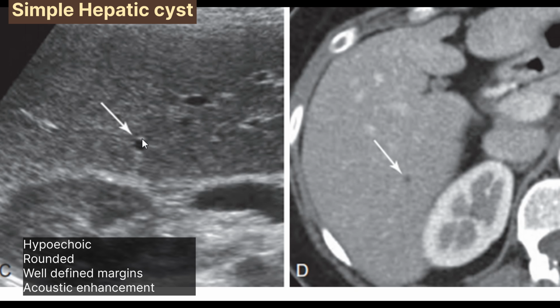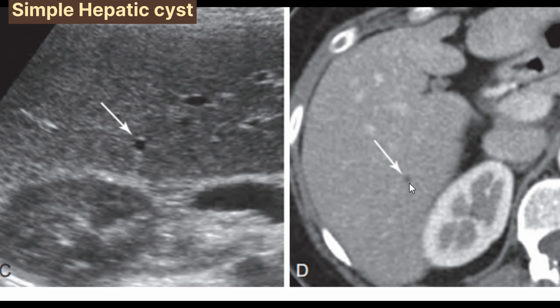Now here you can see a very small cyst whose size is less than 1 centimeter. That is called a subcentimetric cyst, and it has regular margins and is rounded, and also shows acoustic enhancement that is very minimal. And here CT confirms this subcentimetric cyst.